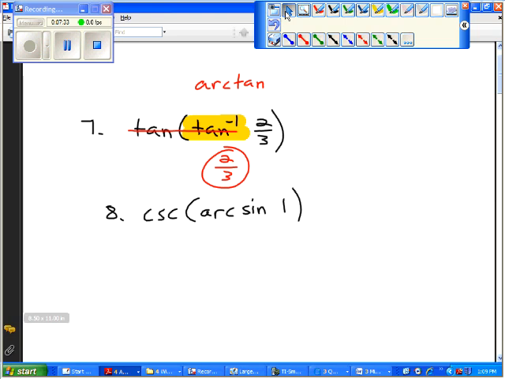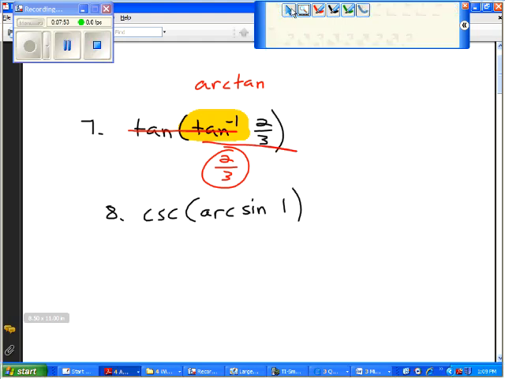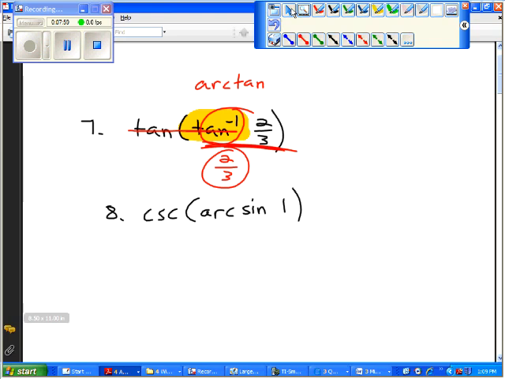Now, let's think about what that means. Let's go back to the one before it. If we're doing arctangent, what does that really mean? What are we trying to do? We're trying to find the degree. So what we're really doing, if we back up to number 7, is we want to know what degree is associated with 2/3. Now, that's not one of our memory things.